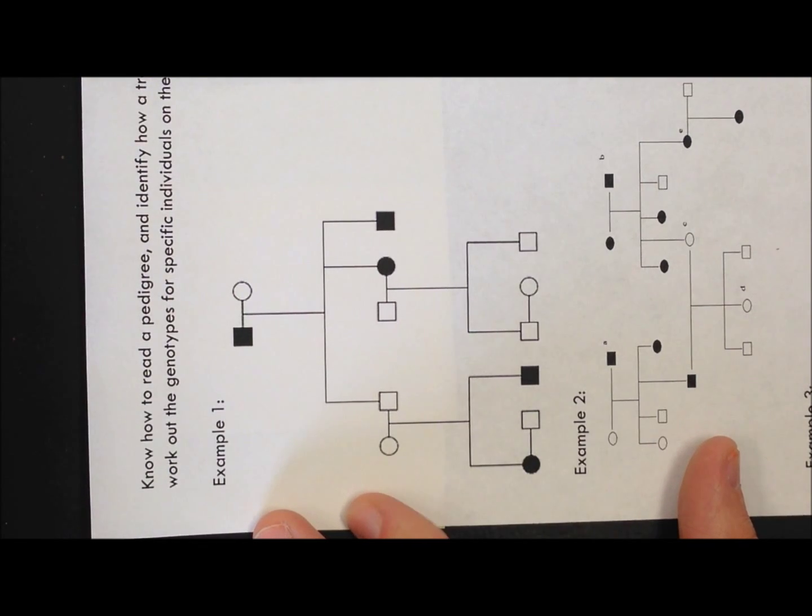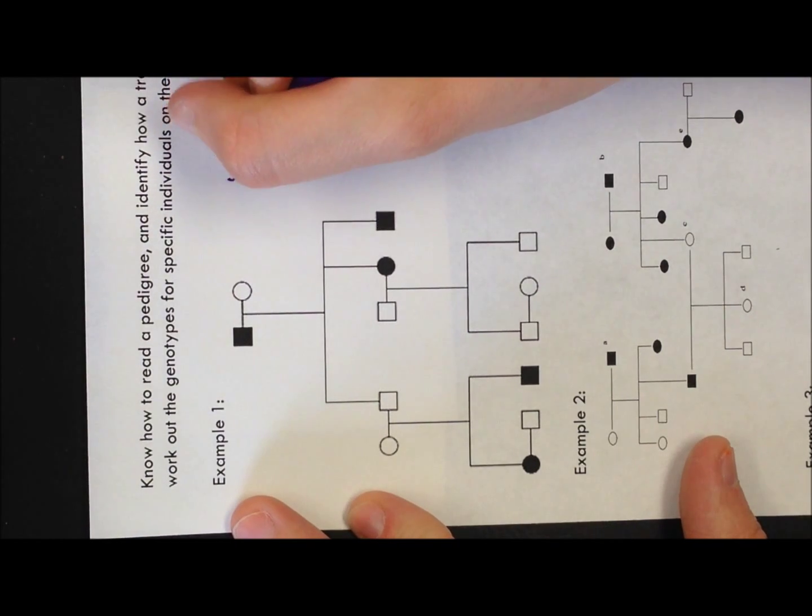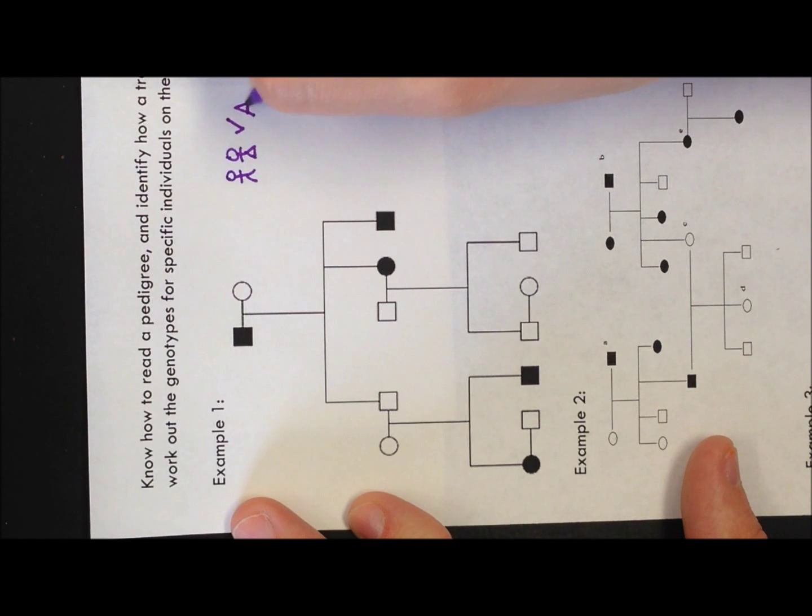So first thing you're going to ask are those 3 questions. Number 1, does it occur equally in guys and girls? In this case, the answer is yes, so that tells us that this trait is autosomal.